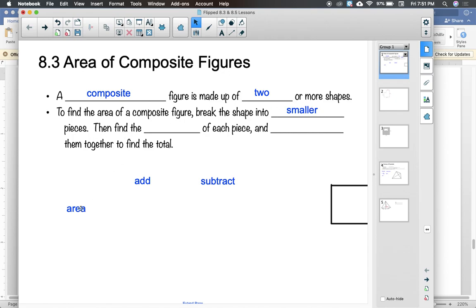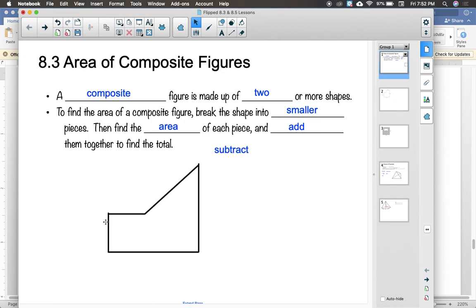Then we're going to find the area of each piece. So we're going to use our normal area formulas for the smaller shapes. And at last, we are going to add them together. Now, you should see I have one bonus word here, subtract. We're going to talk about that one in just a minute. So let's take a look at an example of a composite figure.